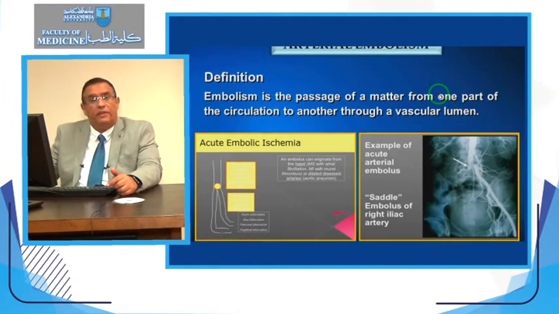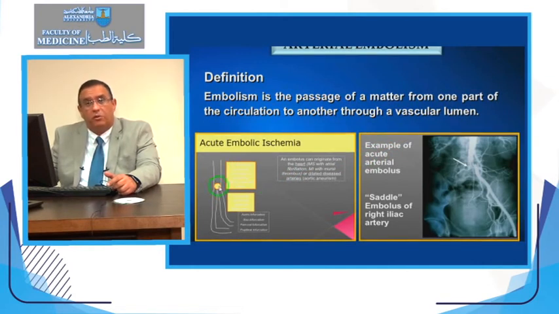The main entity of acute ischemia is arterial embolism. What is meant by the word embolism? Embolism is the passage of matter from one part of the circulation to another through a vascular lumen. Acute embolic ischemia usually originates from the heart, and the most common cause is atrial fibrillation or irregular pulse, and sometimes mitral valve affection, either stenosis or incompetence.